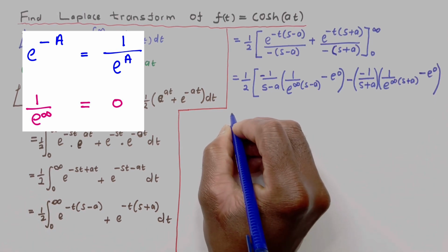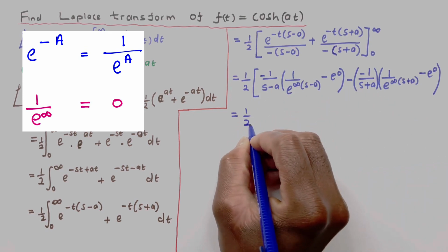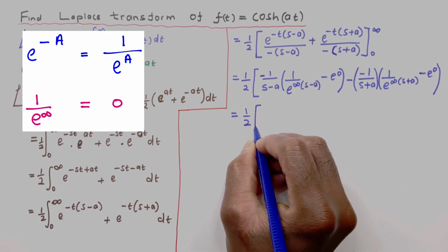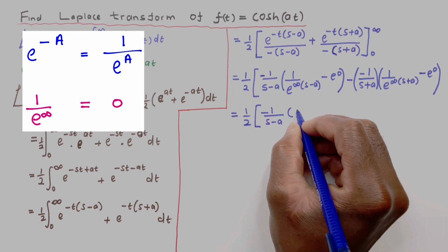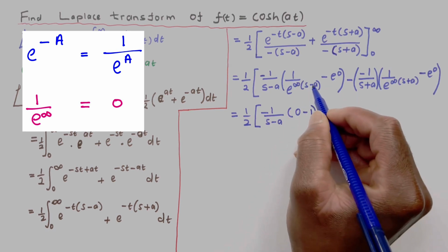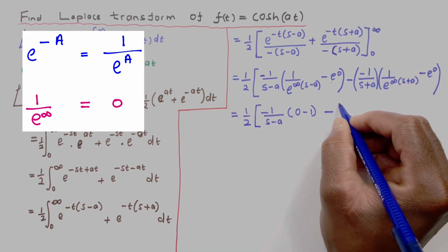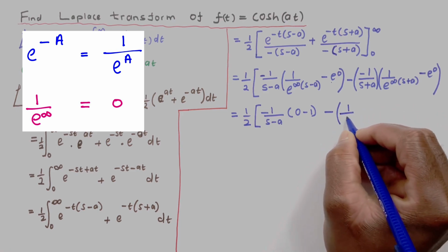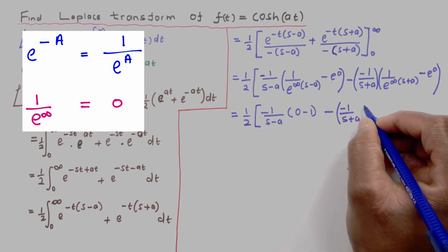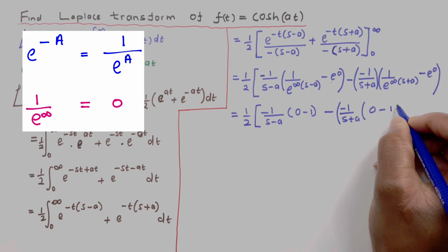And equal to, we got the a half, square bracket, minus 1 over s minus a, open bracket, 0 minus 1, because 1 over infinity is 0 and e to the power 0 is 1, minus, open bracket, minus s plus a, that's minus, open bracket, 1 over infinity is 0, minus e to the power 0 is 1.